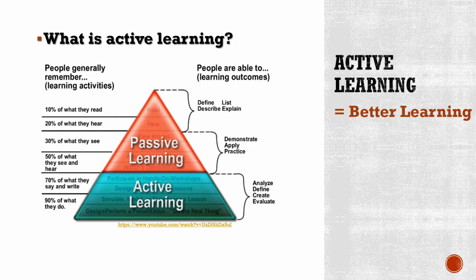When looking at our image there on the screen, you'll notice we're comparing passive learning to active learning. Active learning is our goal. That's the green portion you see at the bottom of the pyramid. Students retain 70% of what they say and write through learning activities and 90% of what they do from learning activities. So we want to make sure that our goal is to incorporate as much active learning in our lessons as we possibly can.